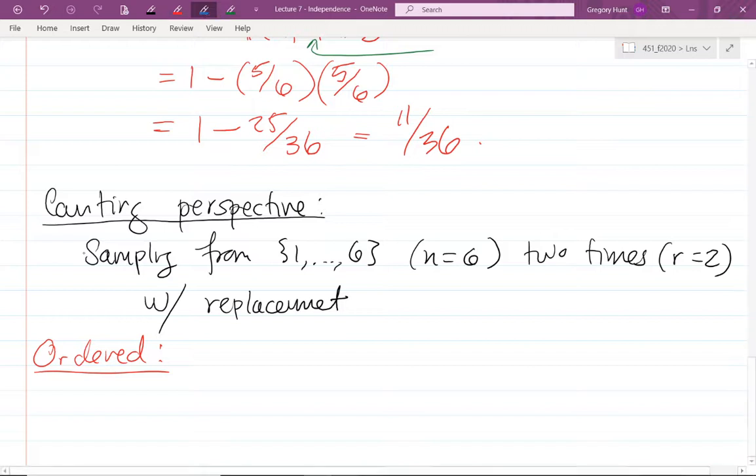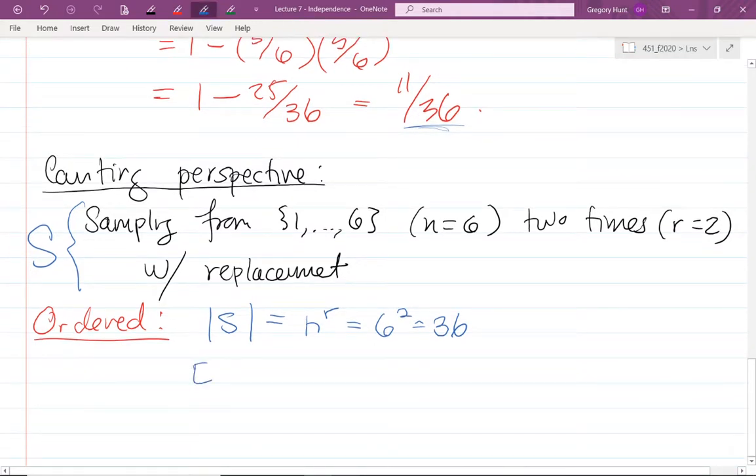So this is my sample space, right? I'm just thinking about what elements are in my sample space. And so in an ordered way, if we sample with replacement with respect to order, that gives us a size of the sample space as n to the r, which is 6 squared, or 36 total outcomes. Well, that looks good because we had a 36 in our answer.